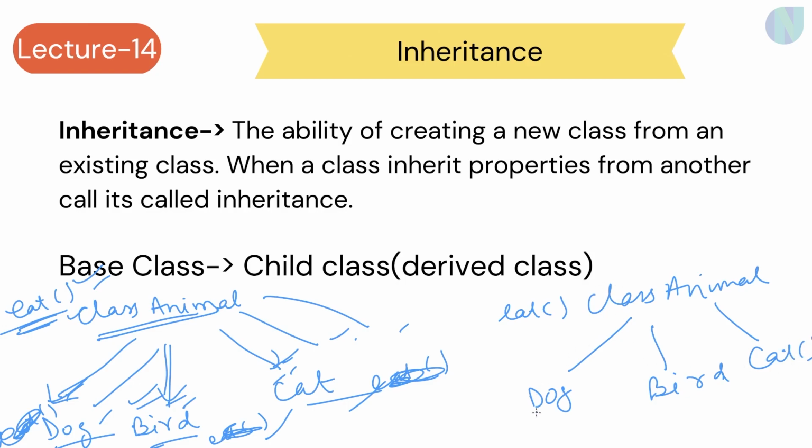Since these are the derived classes, and as I told, derived classes have all the properties present in the base classes, now this will also have a method eat, this will also have a method eat, this will also have a method eat. These are not their own methods, but these are the methods which were present in the base class. So basically we can avoid the duplicacy and error in these cases. In this way inheritance is used.